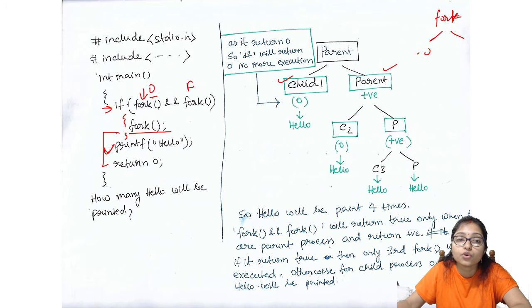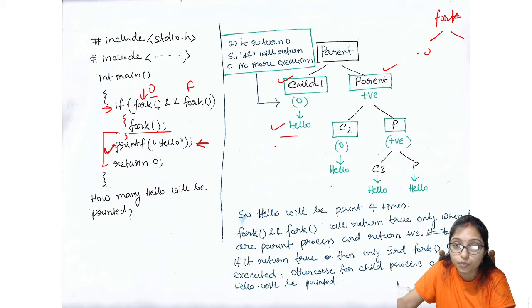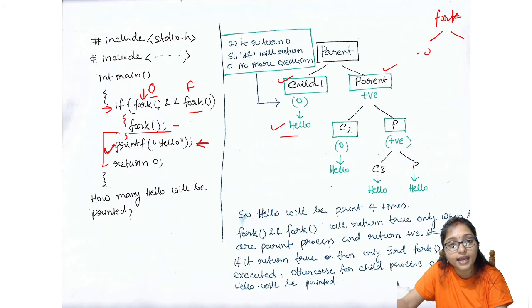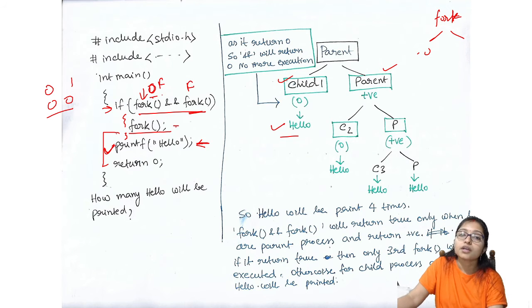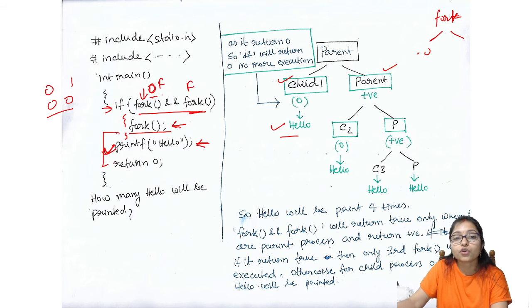Now it will execute only this line, that is the print line will be executed, right? So that's why it will print hello and it will come out from the program. It will not execute another fork, because I already got false here. As there is false, the other operand will also be false, because 0 and 1, and 0 and 0, both are actually false, right? So the condition will be false. As it is false, the next one will not be executed. It will execute only this one. So the hello will be there.